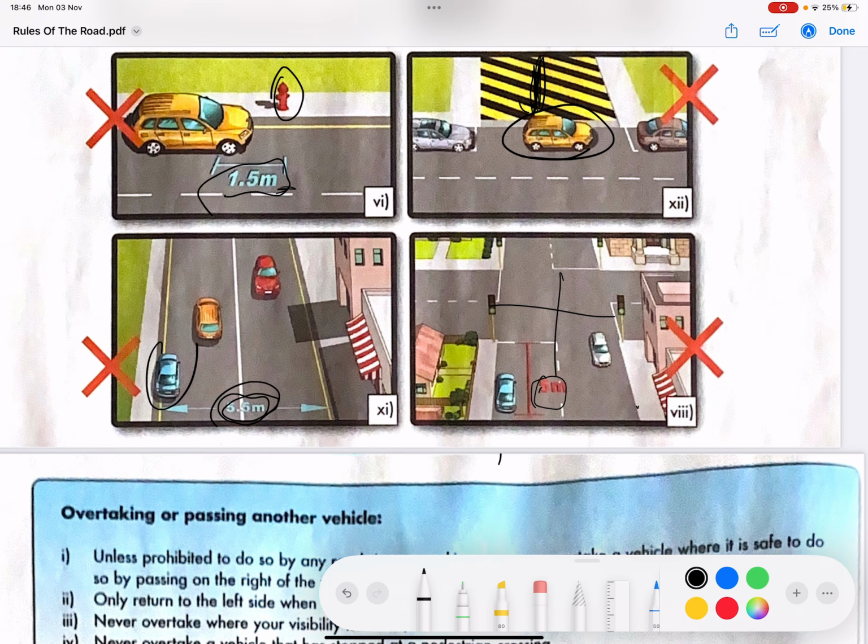You may not park on the side of the road. You may not park your vehicle 5 meters away from the intersection. All right.